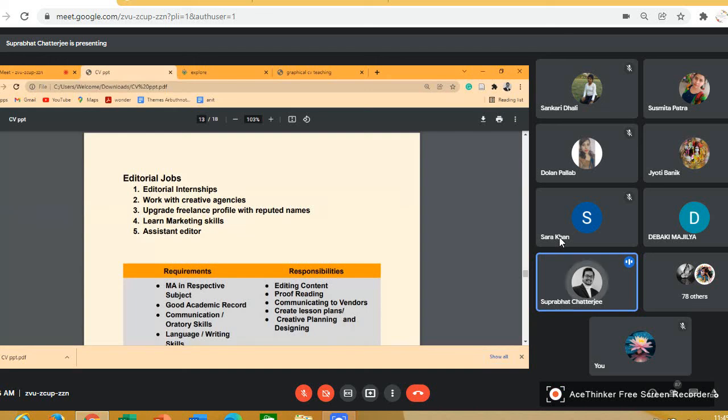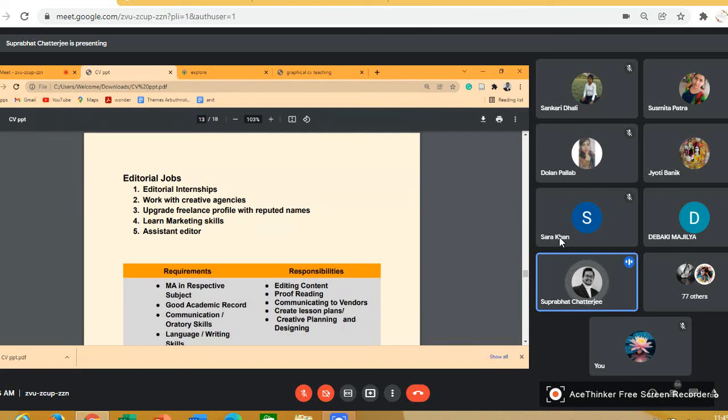It's there in OUP, Oxford University Press. It's there in HarperCollins. It's there in Penguin Random House. Almost all the popular and reputed publishing houses have this position. You try for them. Also, the less known houses are there. So you first begin with that.